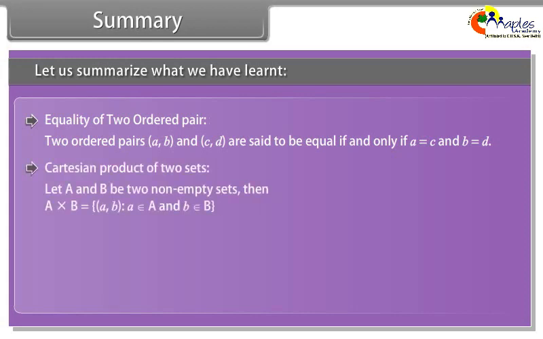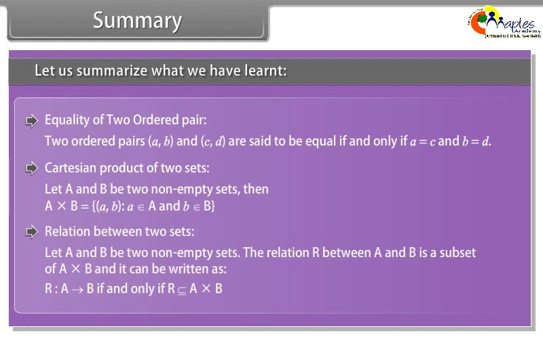Cartesian product of two sets. Let A and B be two non-empty sets. Then A cross B is equal to the set of (a, b) such that a belongs to A and b belongs to B.